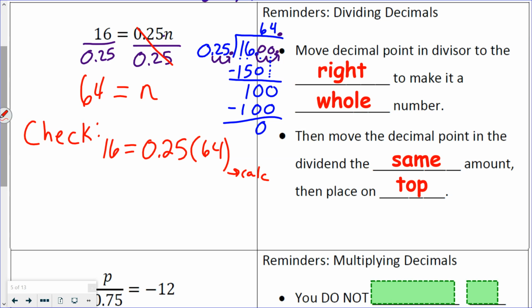Okay, so if I've had 64 quarters, I want to know, is that going to make $16? It does. Okay, questions on that at all?